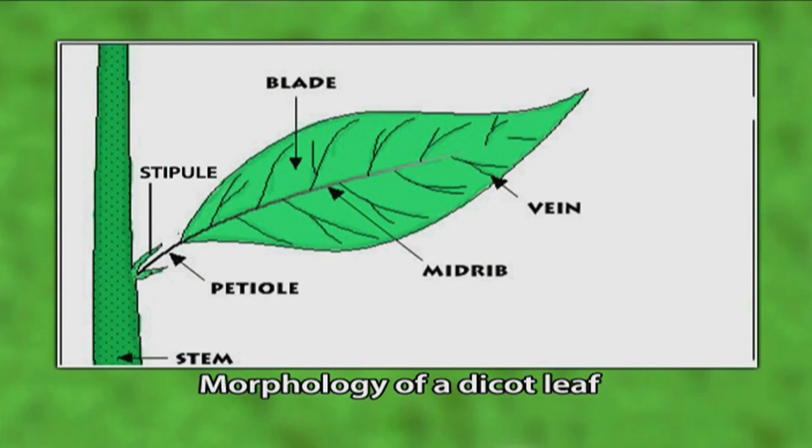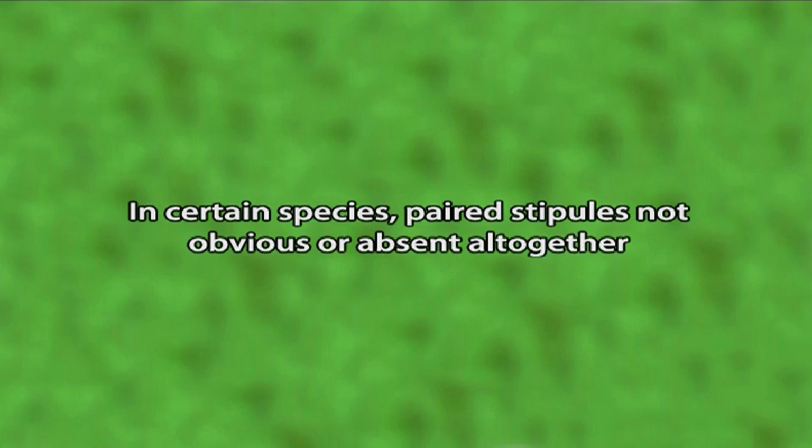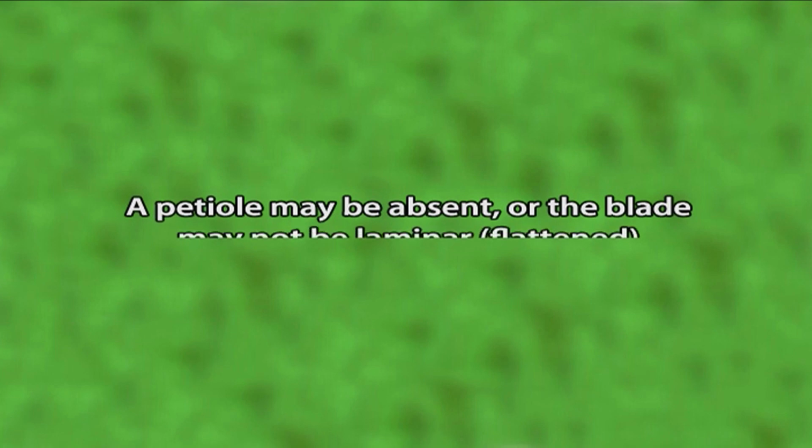Dear students, now we will discuss the morphology of leaf. A structurally complete leaf of an angiosperm consists of a petiole, the leaf stalk, a lamina, the leaf blade, and stipules, small structures located to either side of the base of the petiole. Not every species produces leaves with all of these structural components. In certain species, paired stipules are not obvious or are absent altogether. A petiole may be absent, or the blade may or may not be laminar, flattened.